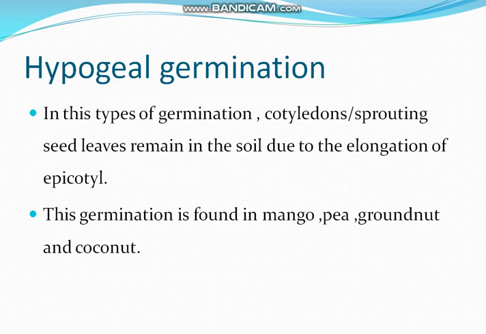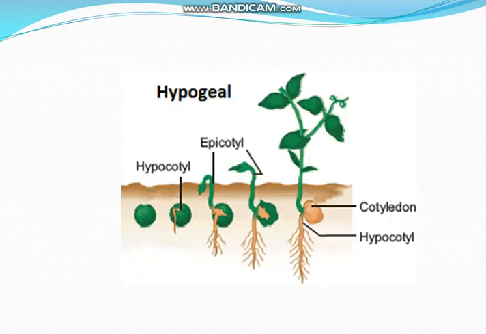Then the second type of germination, that is called hypogeal germination. In this type of germination, the cotyledons or the sprouting seed leaves remain in the soil due to the elongation of the epicotyl. This germination is found in mango, pea, groundnut and coconut. Here you can see the examples of hypogeal germination. Here the seed, then the radicle is coming outside, then the epicotyl. Here you can see whether the cotyledon is above the soil or below the soil. Here it is below the soil.